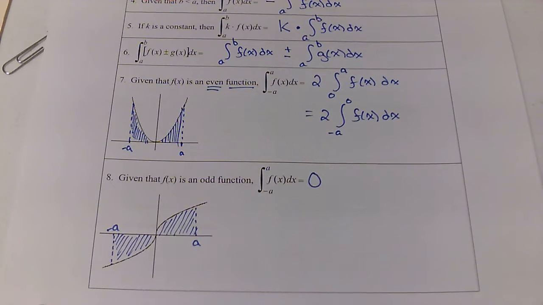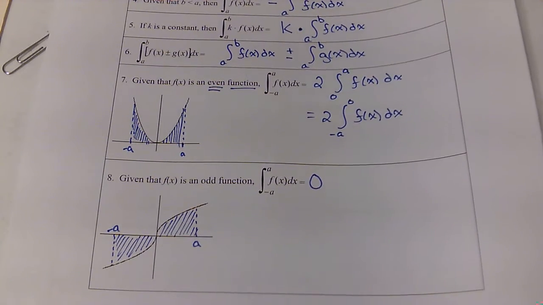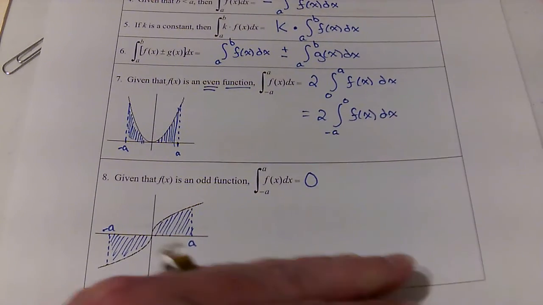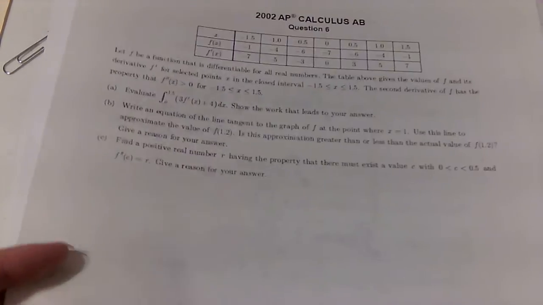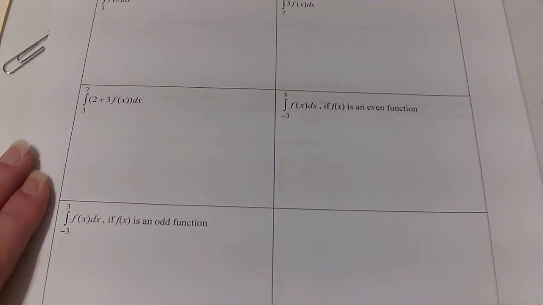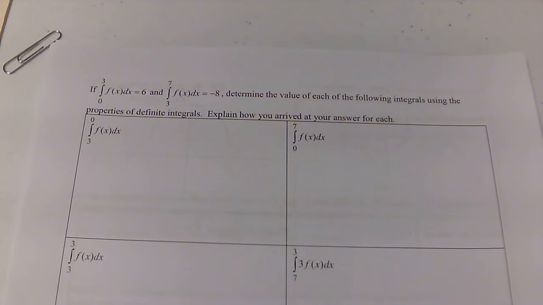Well, how does knowing these properties help you? Well, sometimes we're not given a picture, and we're not given a function that we can take the antiderivative of. We have to use these properties. So in these examples, we're given some values, and we have to answer other questions about it.